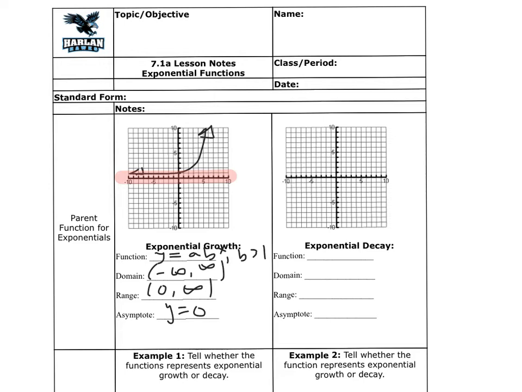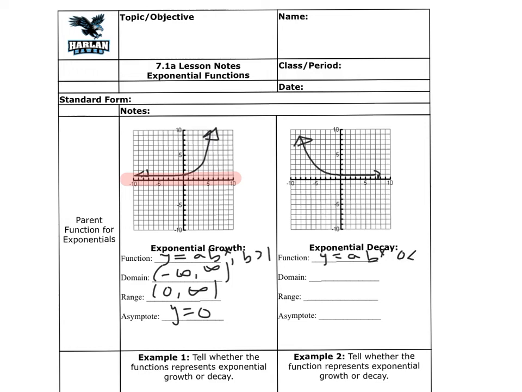Now, looking at this next one, decay, it's basically the opposite. So we are now going down like this, okay? Like I said, it's the opposite. And so we still have the same function, y is equal to a times b raised to the x, but instead of b being a number greater than 1, it's got to be a number less than 1. But it has to be greater than 0 though, because if it's 0, then you have nothing at that point. So the value of b has to be greater than 0, but less than 1, okay?